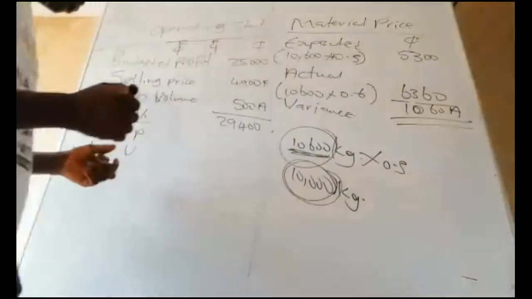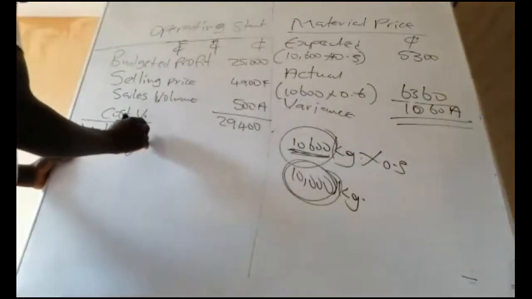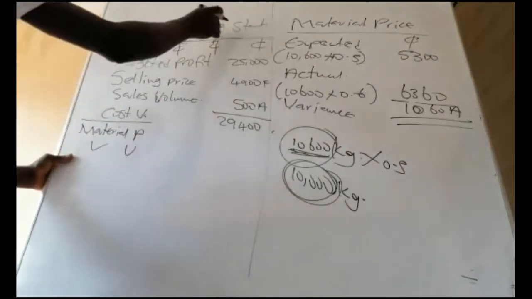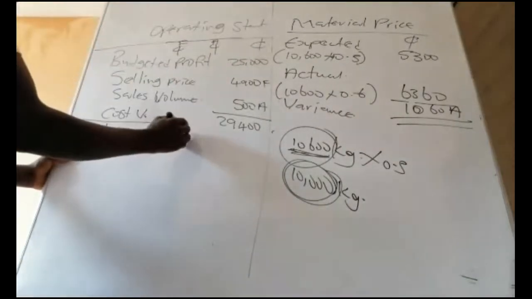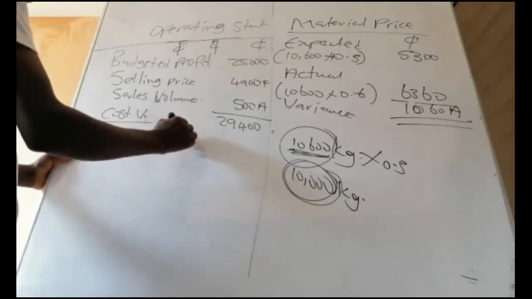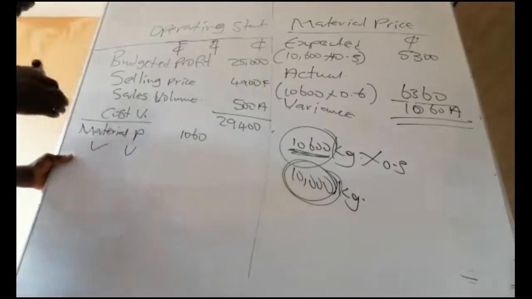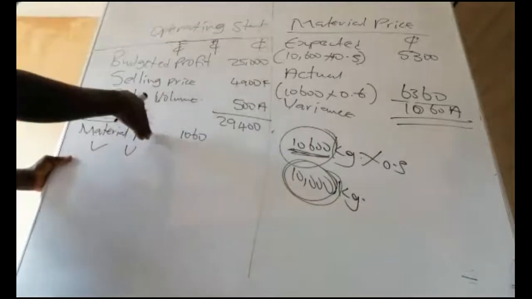We are done. So I come and put it in here. Material price variance is adverse. So all adverse on one line, all favorable on the second line. So I write it here, 1060. Good. If it's favorable, I'll put it on the other line.